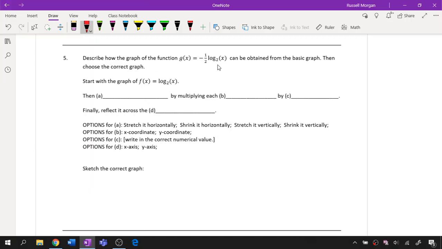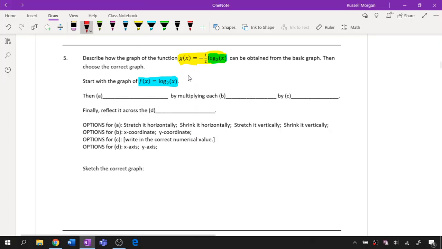What do they mean, the basic graph? I can see here that this equation is somewhat complicated, but they tell me about the basic graph right here. They say start with the graph of just plain old f of x equals log base 2 of x. So I can see that hidden right in here. So what does all this other stuff in front do to this basic graph? What does a negative out front do and what does a 1/2 out front do?